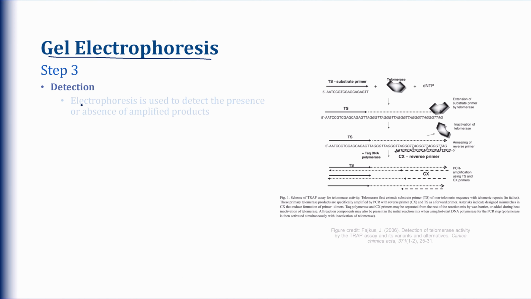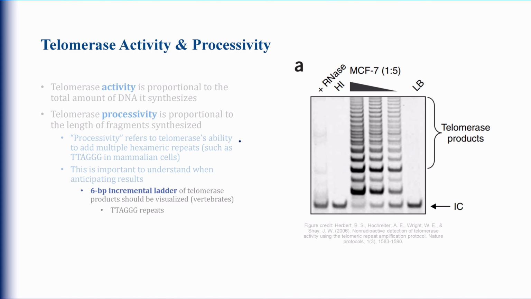In terms of gel electrophoresis, polyacrylamide gel electrophoresis is performed afterwards. This is used to detect the presence or the absence of the amplified products. What you have to keep in mind here is how the gel will look and what it means in terms of its visualized look. When we talk about telomerase activity, we're talking about the ability of telomerase to synthesize or to extend the telomerase substrate. So it is proportional to the total amount of DNA that is synthesized. You have to keep in mind that telomerase activity is proportional to the total amount of DNA that it synthesizes. When we talk about processivity, we are talking about the length of the fragments synthesized and the difference of those lengths as telomerase extends more and more of the telomerase substrate.